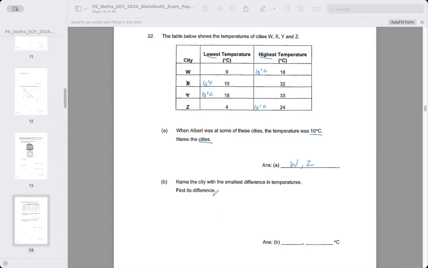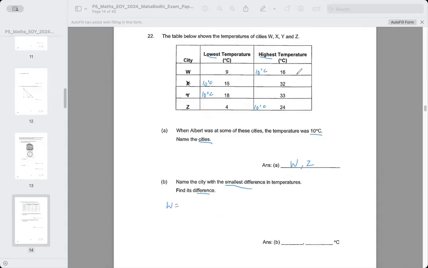Find its difference. Okay, so this one first, you have 2 lines to fill out. First one, you must name the city with the smallest difference, and then we have to find the difference. So for this one, we have to find the difference for each city, and then identify the one with the smallest difference. Okay, so let's do for W first.